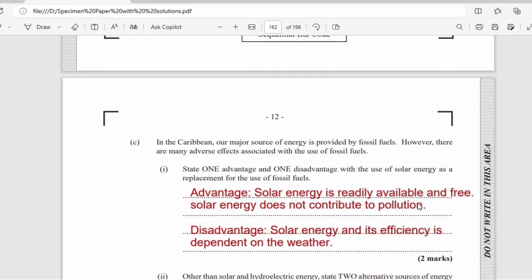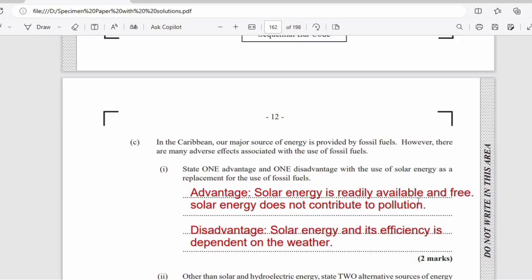We're coming down nicely. In the Caribbean, our major source of energy is provided by fossil fuels. However, there are many adverse effects associated with the use of fossil fuels. State one advantage and one disadvantage with the use of solar energy as a replacement for the use of fossil fuels. The advantage is that solar energy is readily available and free, guys. It's free. Solar energy does not contribute to pollution. That's another advantage, right? The disadvantage is that solar energy and its efficiency is dependent on the weather.